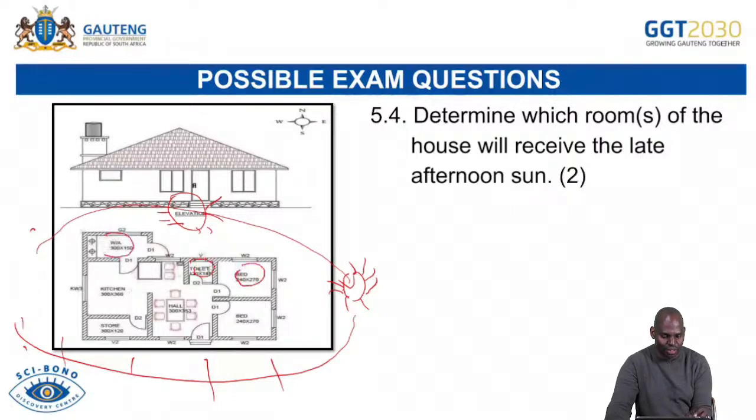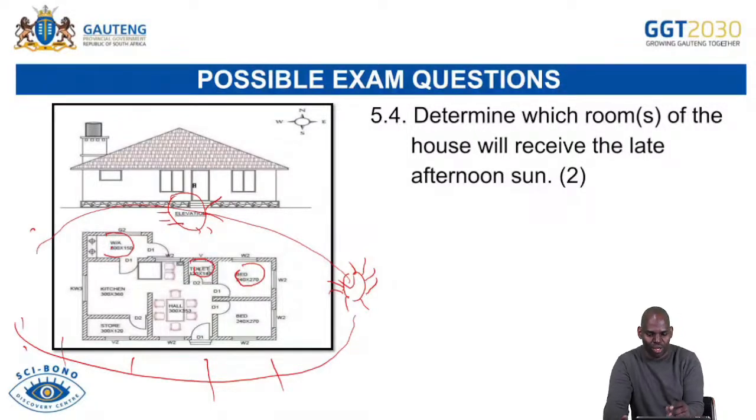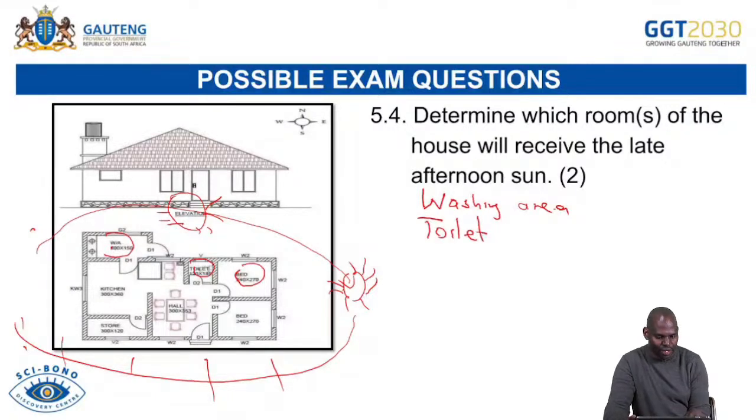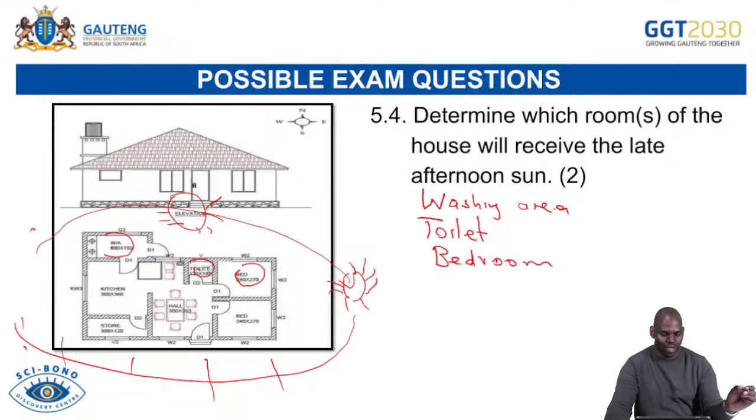So for this one, I can indicate the washing area, I can indicate the toilet, and I can also indicate the bedroom. So the washing area, because there's a window there, and then the toilet. Okay, then the next one is the bedroom. Okay, so maybe even this one as well.